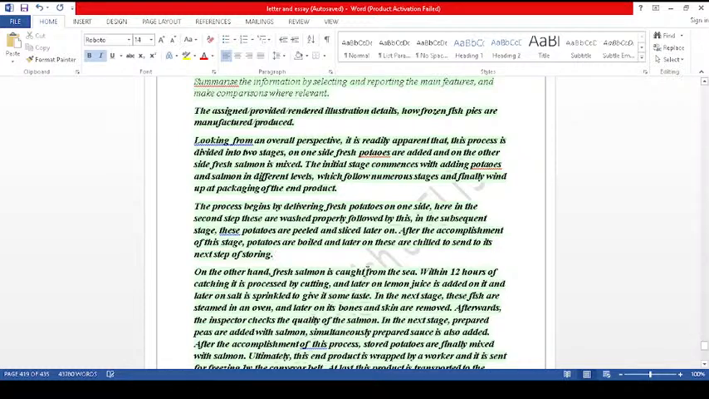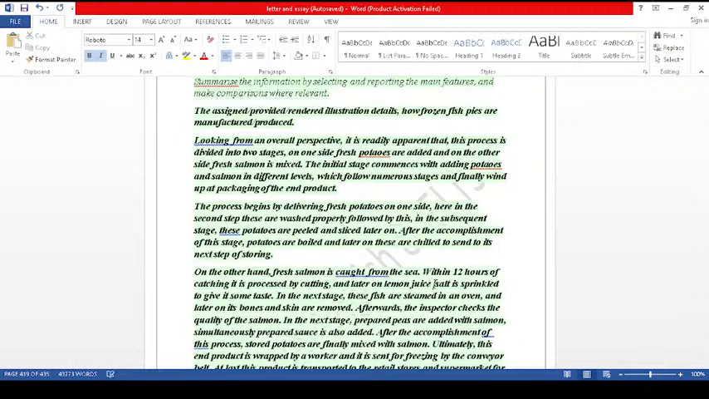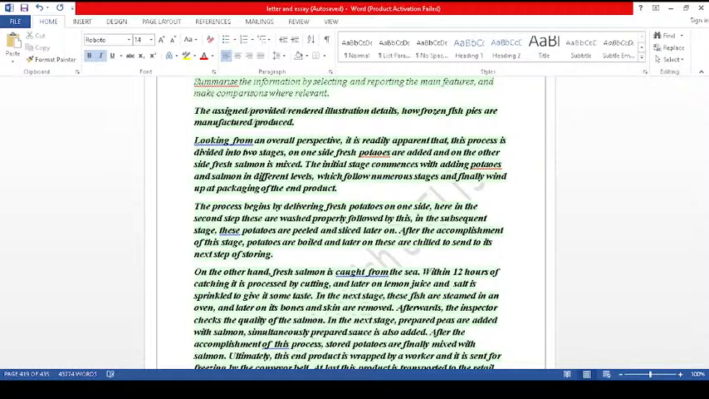Okay guys, within 12 hours of catching, it is processed by cutting and later on lemon juice is added on it. No need to say later on, we have added it over there, followed by, or you can say processed by adding, and later on lemon juice is added on it, or you can simply say later lemon juice and salt is sprinkled to give it some taste.